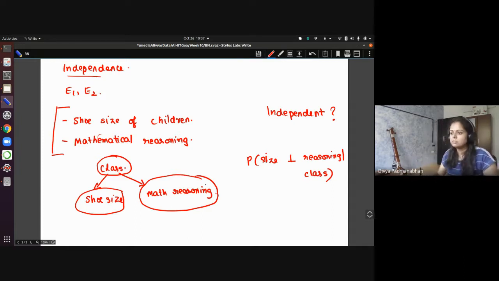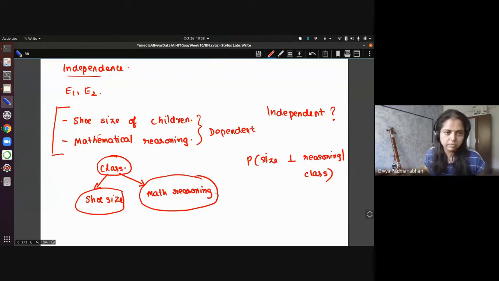Okay, so that's what I wanted to draw from this example: some things are not just independent if you look at it. Though they seem like two very bizarre things, there are a lot of latent things in the environment which actually induce some dependence between them. So here, shoe size and mathematical reasoning are dependent, but if you know the class, they are independent.